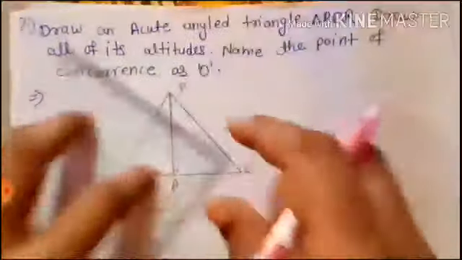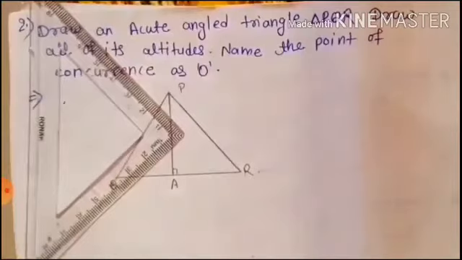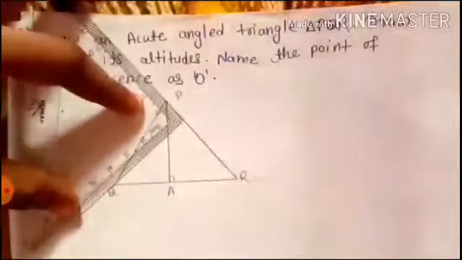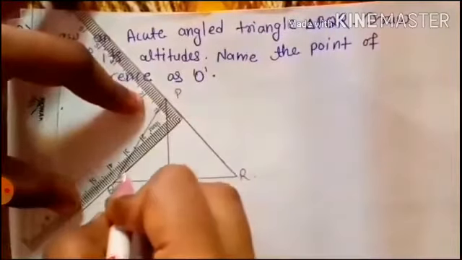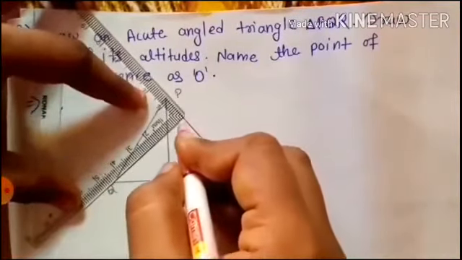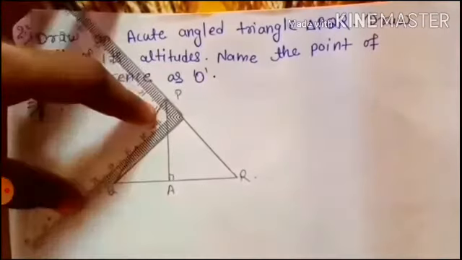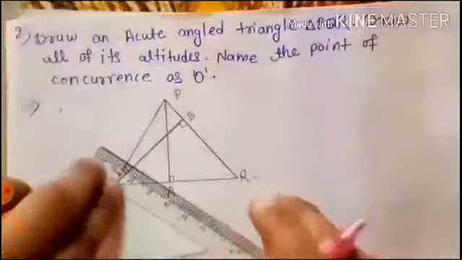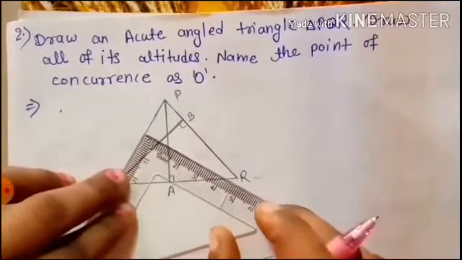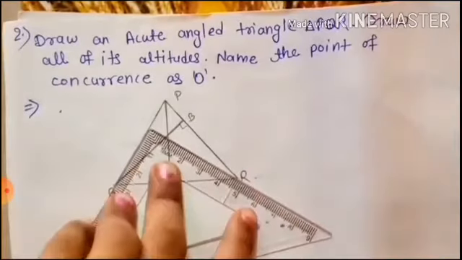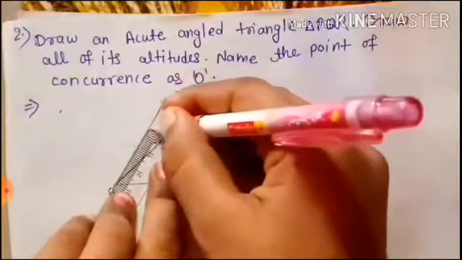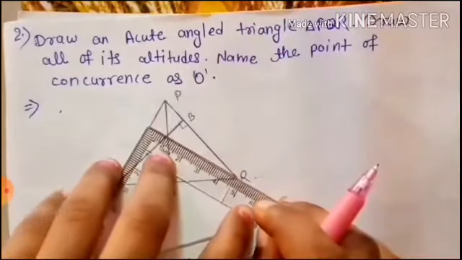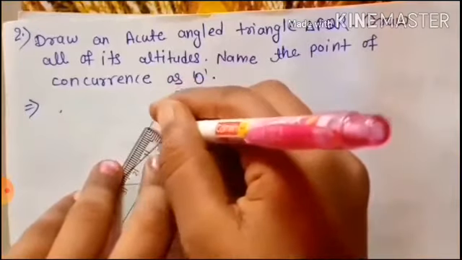Now we want to draw the second altitude passing through Q. So we will set our set square like this and draw one line passing through Q and perpendicular to another segment PR, which also has 90 degrees. Give it the name B. Now the third and last altitude: set your set square like this and draw one straight line which is perpendicular to PQ and has 90 degrees and passes through the point R.